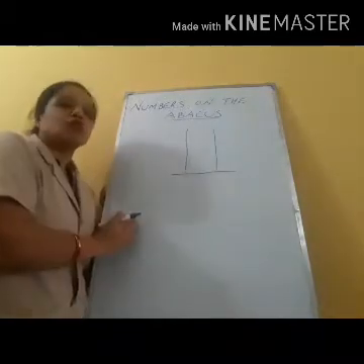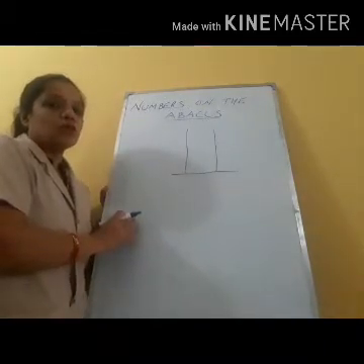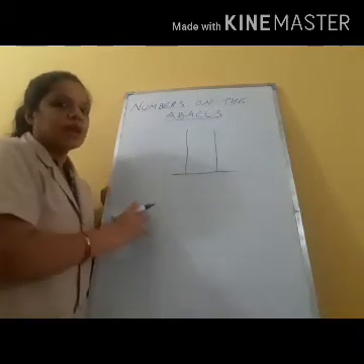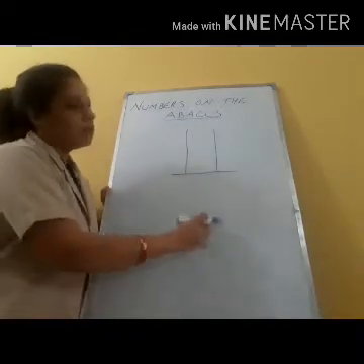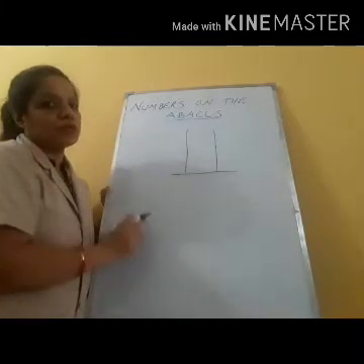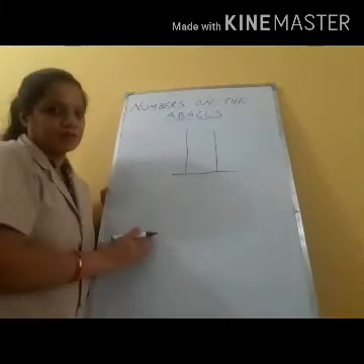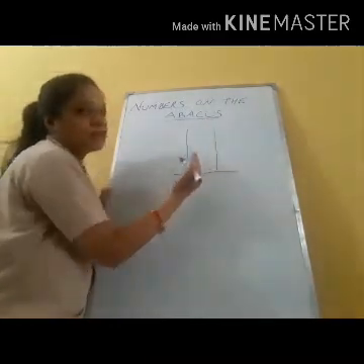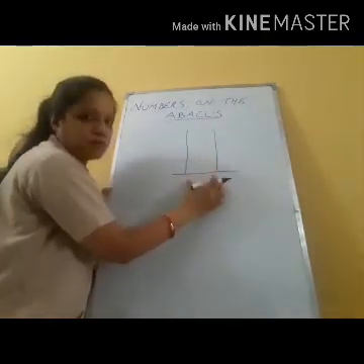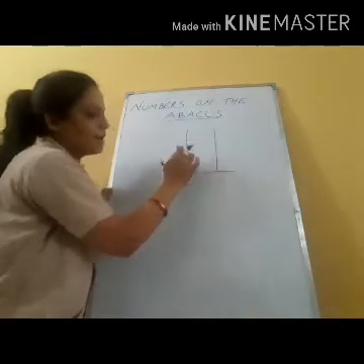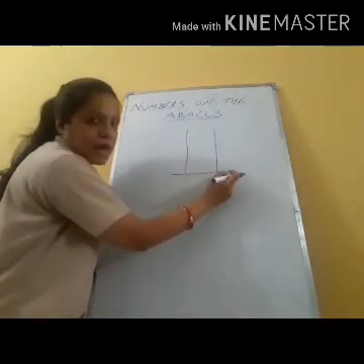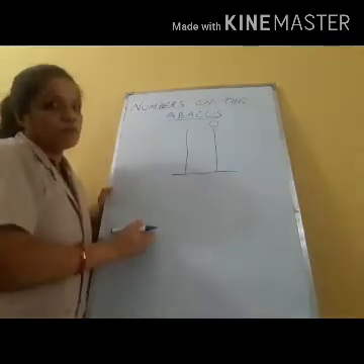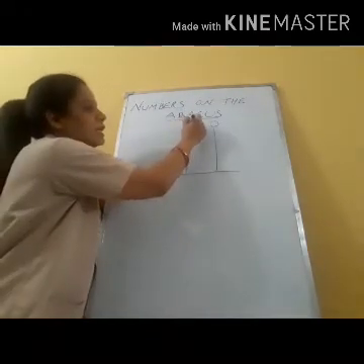Why am I taking two sticks? Because you are learning numbers from 0 to 20, one digit and two digit. So you take two sticks on the abacus. Now you write from the extreme right side. There are two sticks, 1 and 2. From the right side you write O, and T.